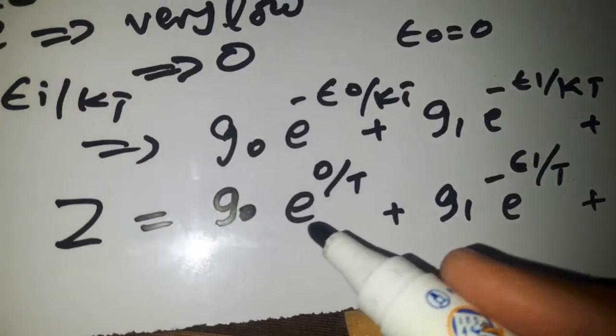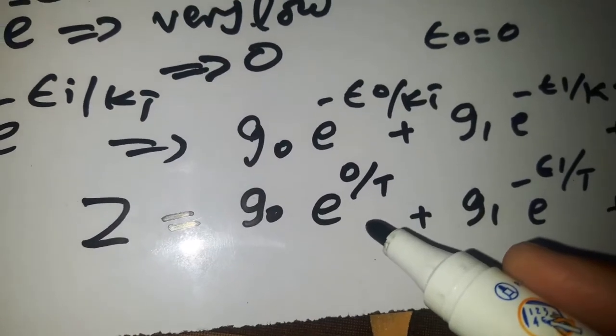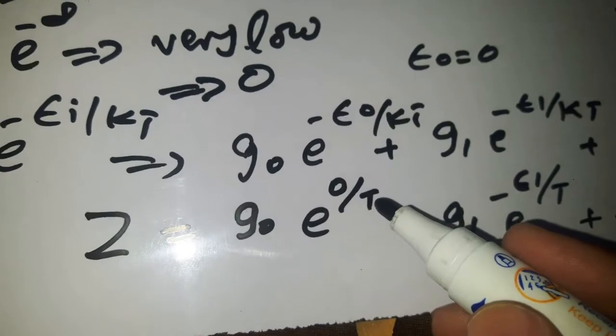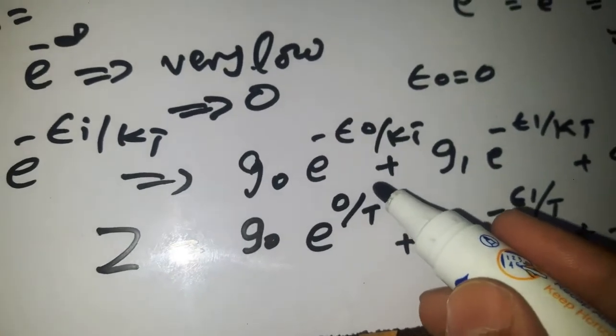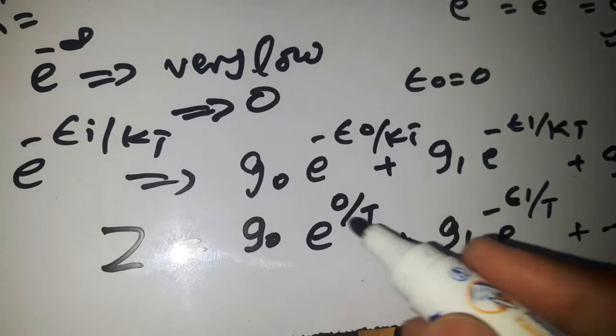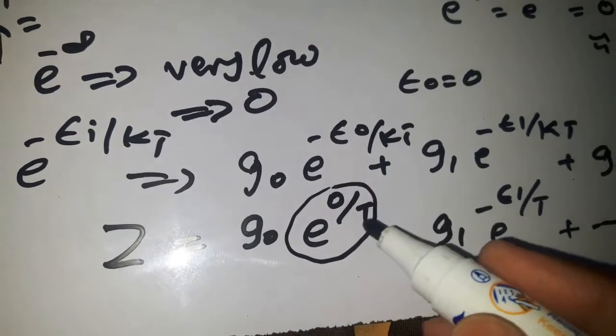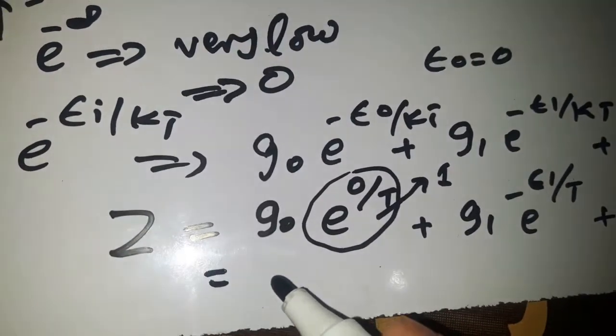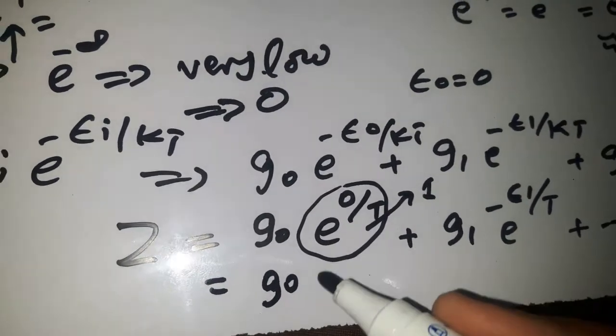So if you divide 0 by any temperature, we automatically get 0, and this term will be 0, and this term will go to 1. So from this first term we are getting g naught multiplied by 1, so 1 plus. But what about the other terms?